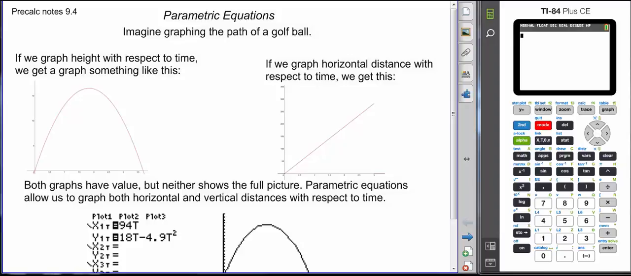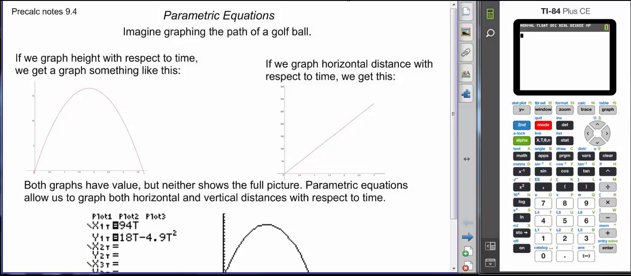Pre-calculus students, today we're going to take a look at a new topic, parametric equations. It'll connect back to some things we learned a while ago with our conic sections, so hopefully you'll have some recollection of that. But let's get started. Let's talk about parametrics. Well, what are they?